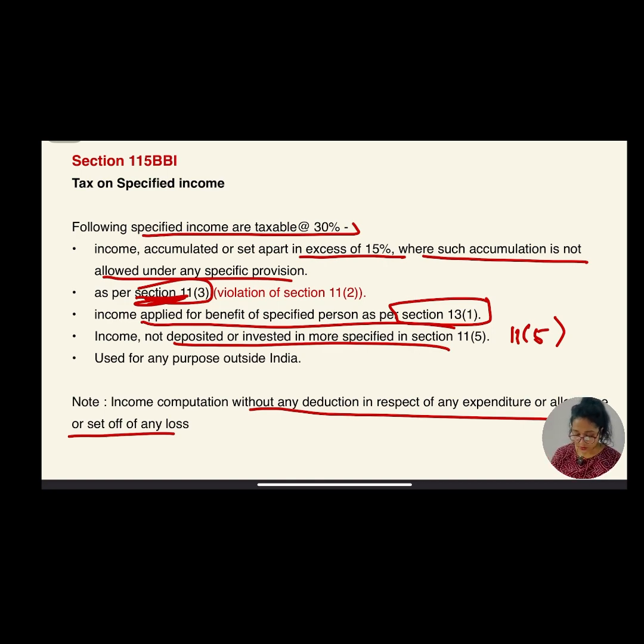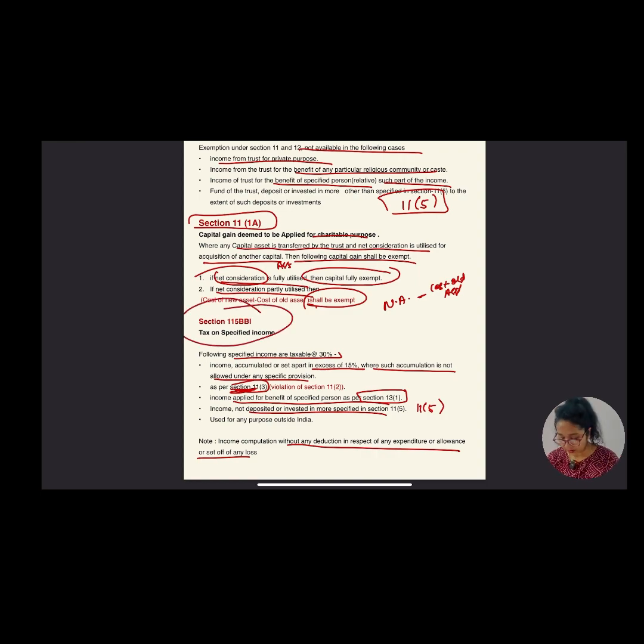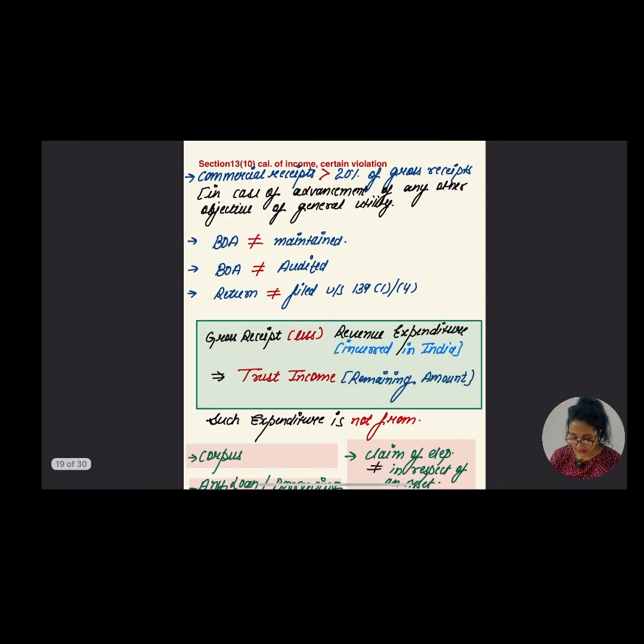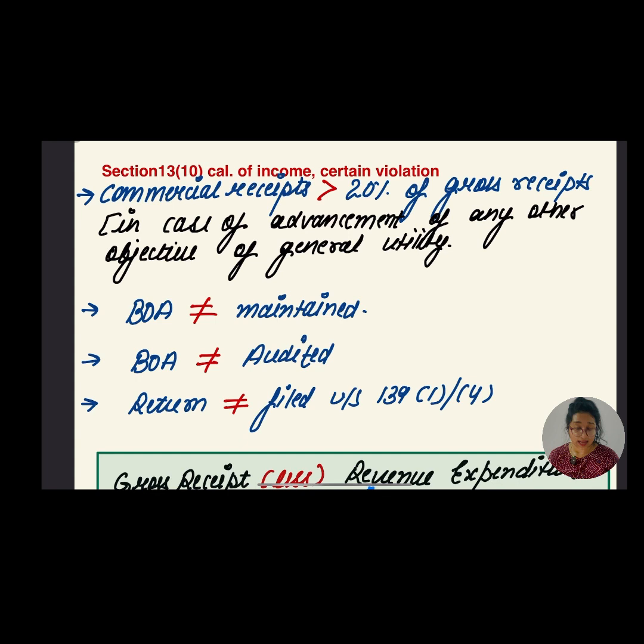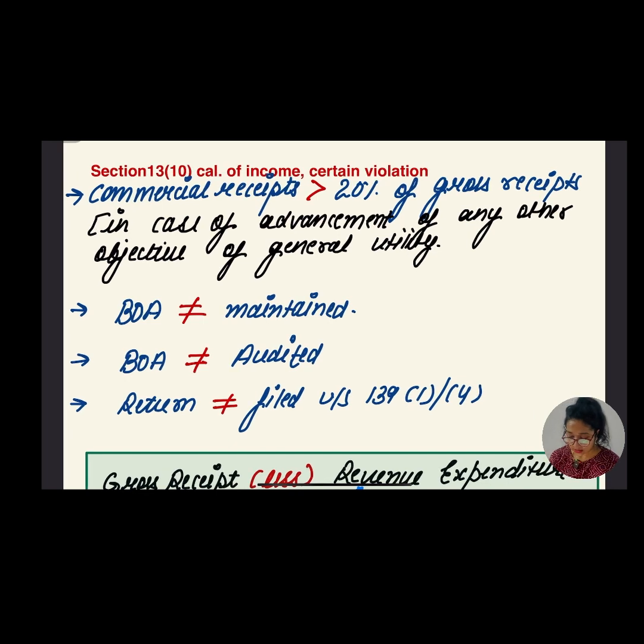Okay, so this was about section 115BBI. Let's go for section 13 subsection 10. This is calculation of income in case of certain violation. I have given the explanation of charitable institution, the definition, the last point, advancement of general public. What if the income exceeds 20%?